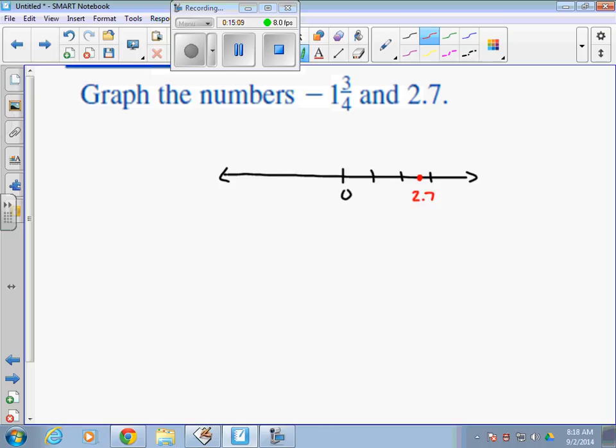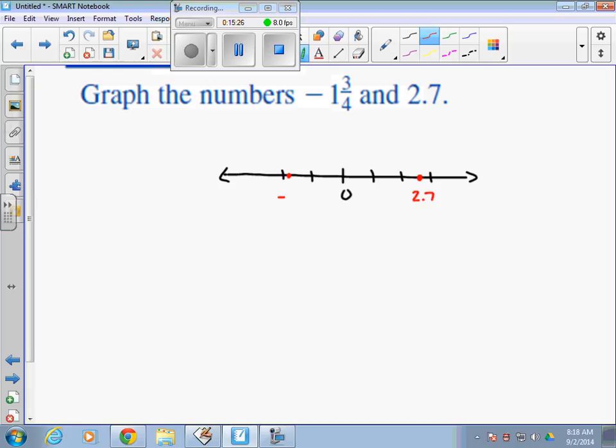And then negative 1 and 3/4. Remember, negative 1 is an entire negative 1, so that would be here and here. Negative 1 and 3/4 would be the point where it's negative 1 and 3/4 or 0.75.